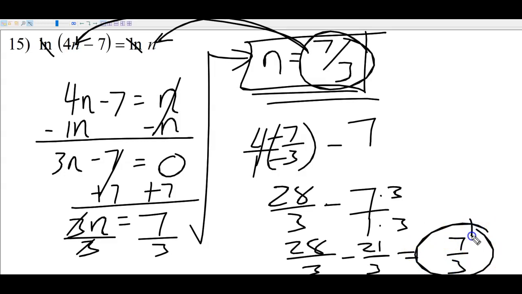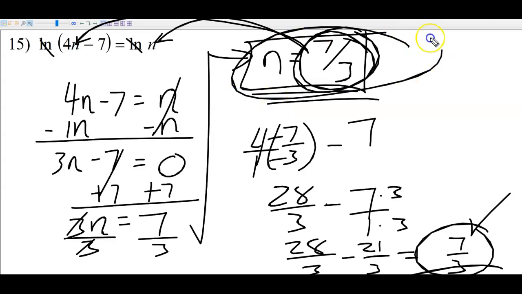So that's a good answer to get. If you plug in 7/3, you get 7/3, and that's a good answer because it's not 0 and it's not negative, so we're good. So this is in fact our answer. Just remember though that whenever you have a log on both sides, with those type of equations, you need to make sure that you check to see that the answer does not cause the arguments to come out to be 0 or negative.